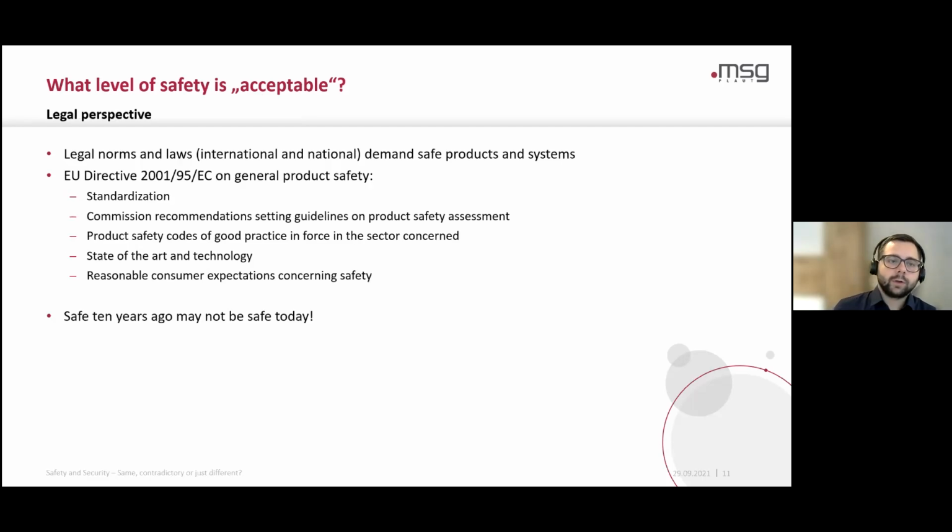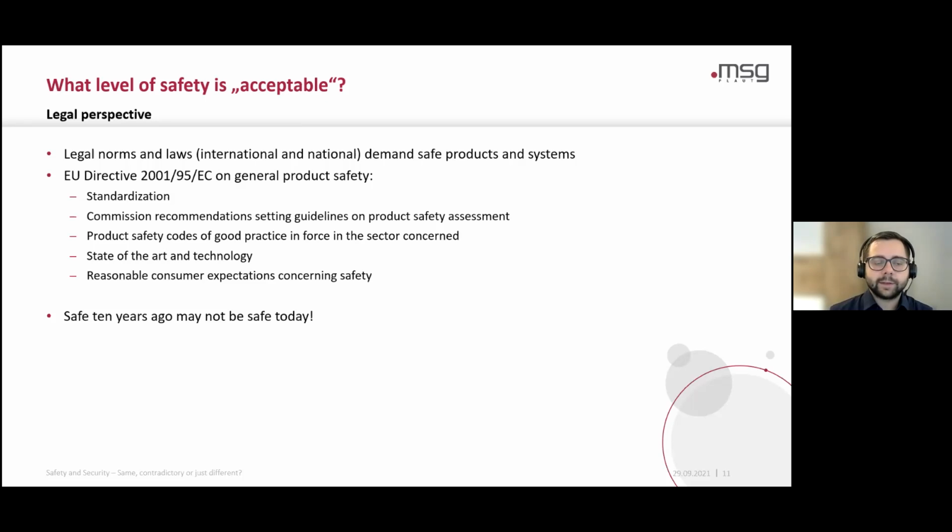Okay, I was talking a lot about acceptable or reasonable level of risk, but what is that? What is acceptable? Who defines that? Basically, this is defined in legal norms and laws, internationally and nationally. And those norms and laws demand safe products and safe systems. For example, the European Directive on General Product Safety lists a few things that can help to identify the acceptable level of safety.